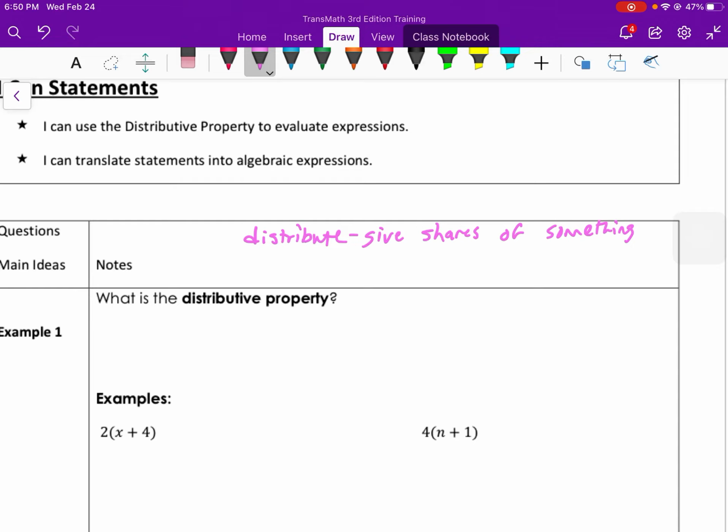Well, let's say we have a statement like 2 times (4 plus 4). If we did order of operations, we would do the parentheses first. So let's do that. So 4 plus 4 is 8. So we have 2 times 8, which is 16. Okay, so that's review of order of operations.